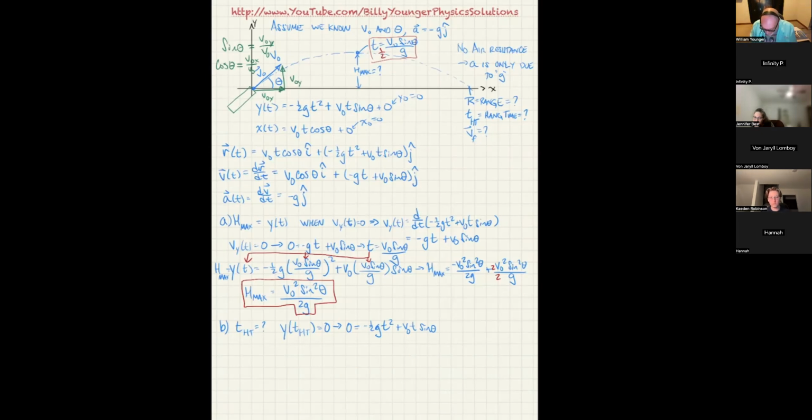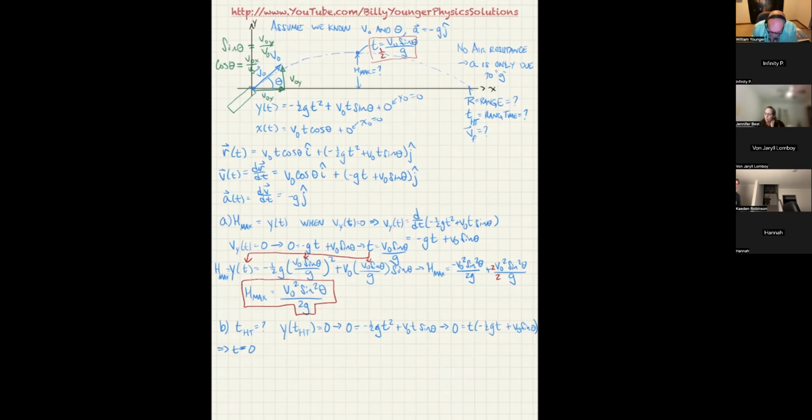There's a common factor of T. So what I'm going to do is say 0 is equal to T times negative 1/2 GT plus V0 sine theta, like that. Now, what this is telling us is I have two numbers, t and that stuff in parentheses, multiplied by each other, and the answer is 0. The only way that's possible is either t is 0, which is exactly what happens initially. So that's what that particular solution is for, when it was initially taking off out of the cannon.